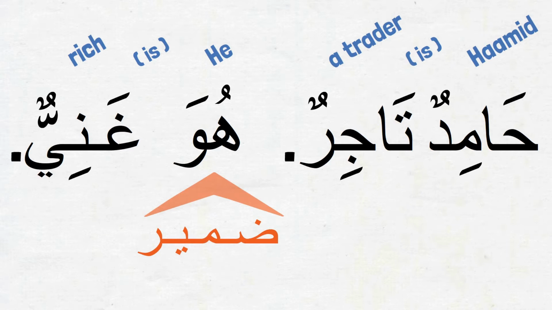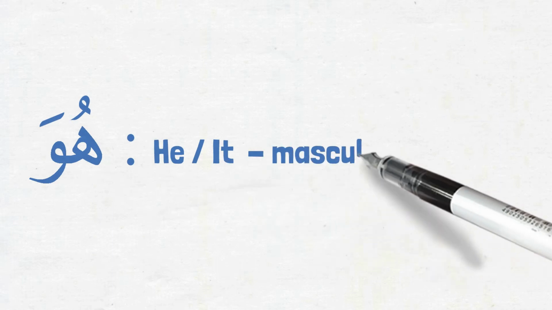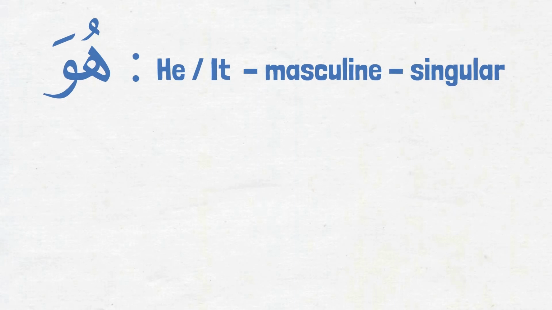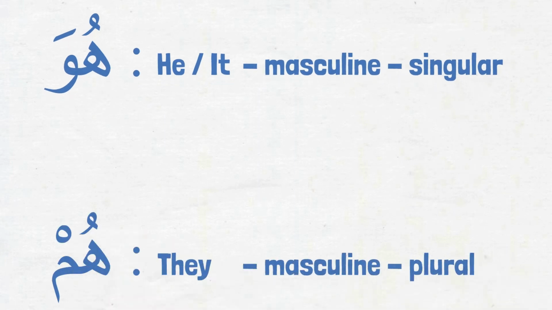Let's go ahead and learn all the pronouns of this type first, and after that we will practice with them for the remaining of the video. I will list them all for you one by one, okay? We will start with the third person masculine pronouns. Huwa is used for he or it for masculine singular ism. Hum means they for masculine plural ism.